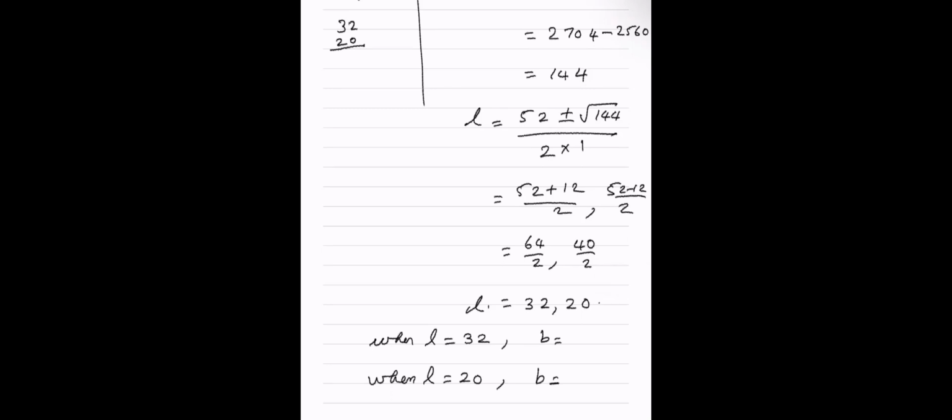L plus B is 52. So what is B? 52 minus 32, which is 20. So here 52 minus 20, that is 32. Make sure you write the units. It's meter. Okay, 32 meter. Here also write meter. So this is your final answer.